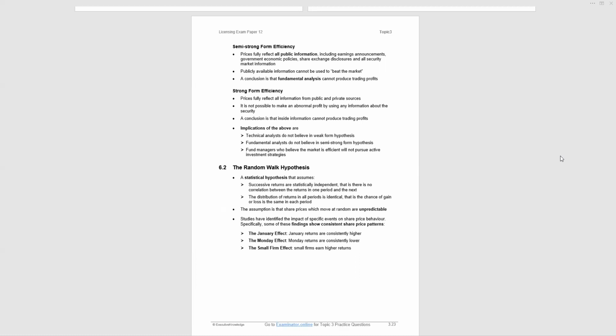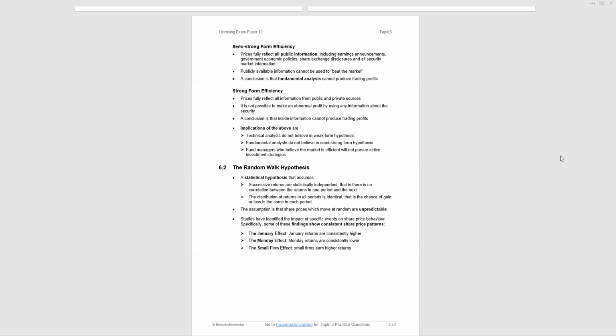Strong form efficiency says that all information, whether public or private, is reflected in the price. There, it's not possible to make an abnormal profit by using information about the security, any information. Now, a conclusion from that is inside information cannot produce trading profits. Now, the assumption there is that people trade on inside information. Well, in most markets, if not all, inside information or insider dealing is illegal. So the strong form efficiency should not exist.